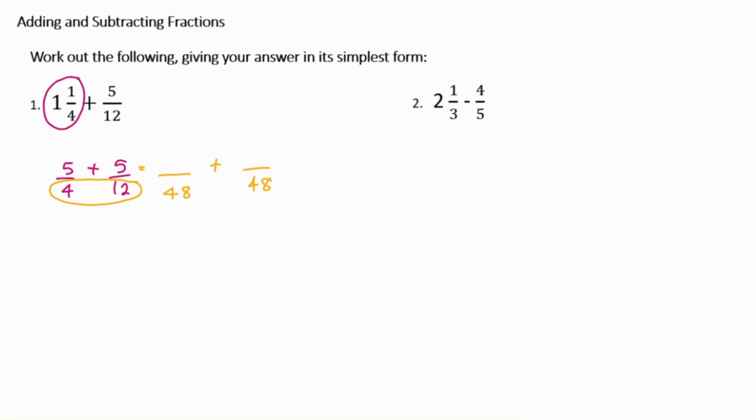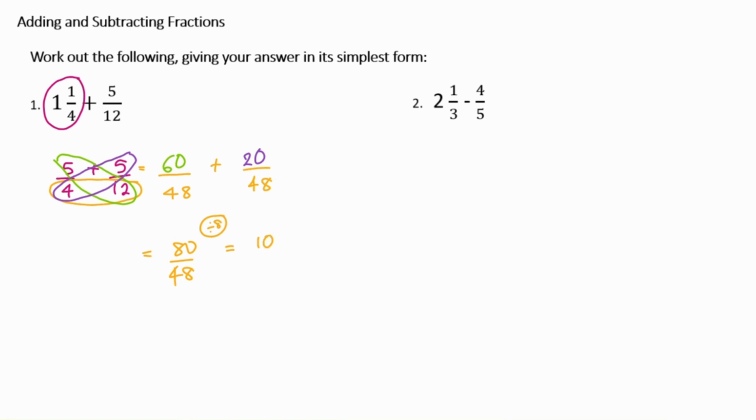If we cross multiply, to get the first numerator, we multiply the numerator across with the second denominator. 5 times 12 gives us 60. To get the second numerator, we multiply the second numerator across with the first denominator. 5 times 4 gives us 20. So now we can just add the numerators. 60 plus 20 is 80, and the denominator stays 48. Both of these numbers are in the 8 times table, so we can simplify this fraction by dividing both of these numbers by 8.